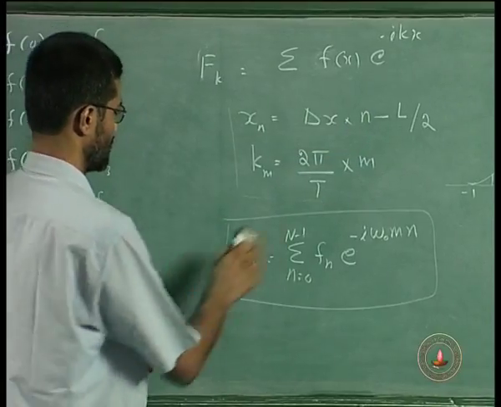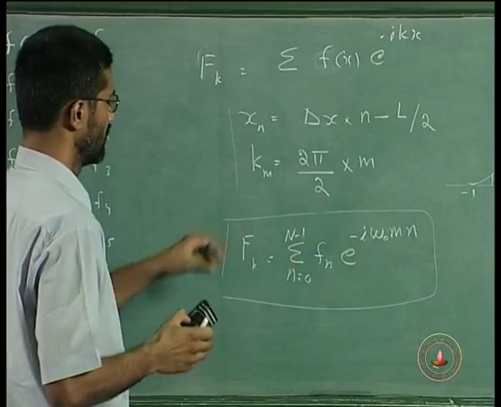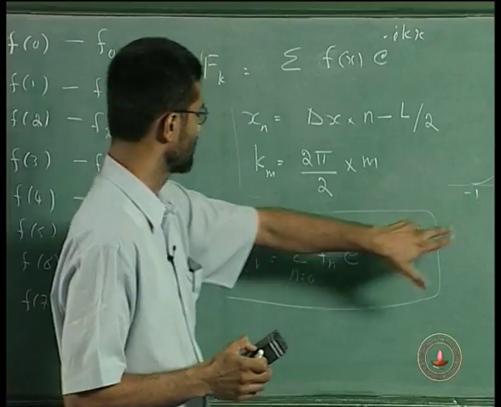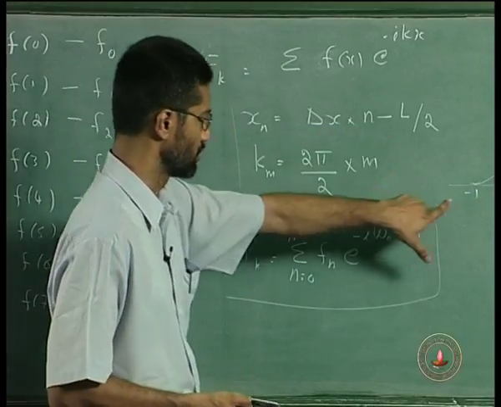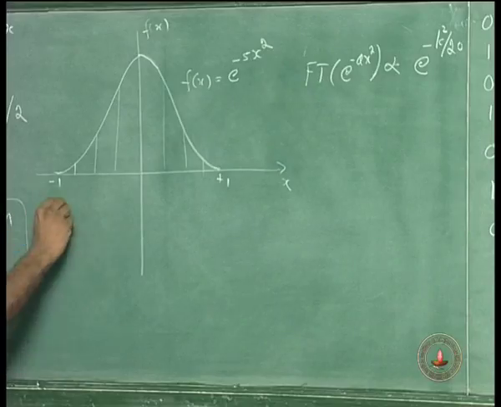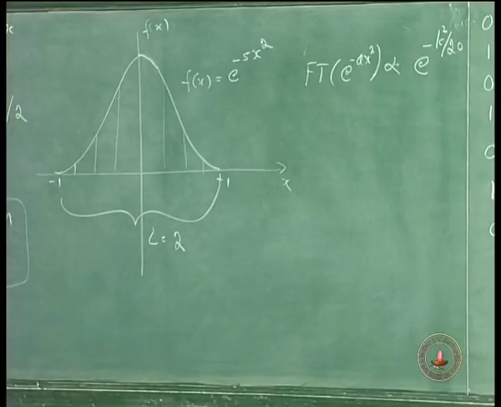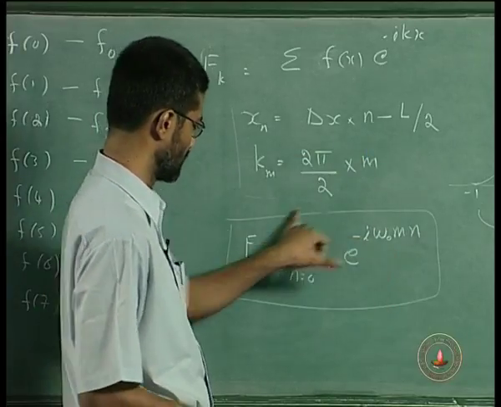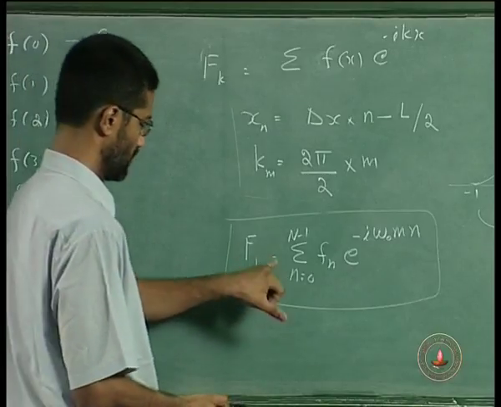Now L, the total interval, is 2. So my xn is given by delta x times n minus L by 2, because I start from here. So now that's what I have. Normally in any textbook which you look at for the discrete Fourier transform, what you see is this.